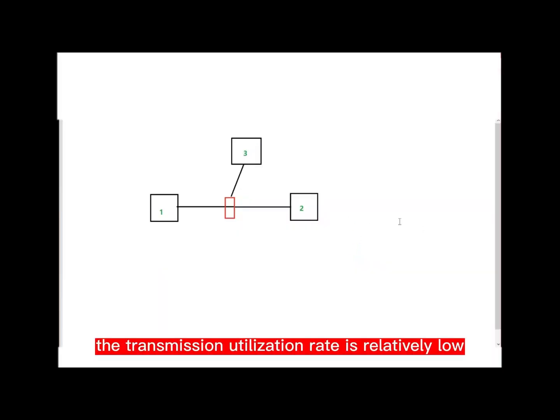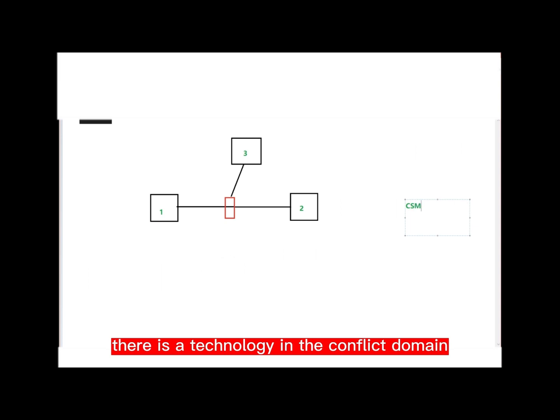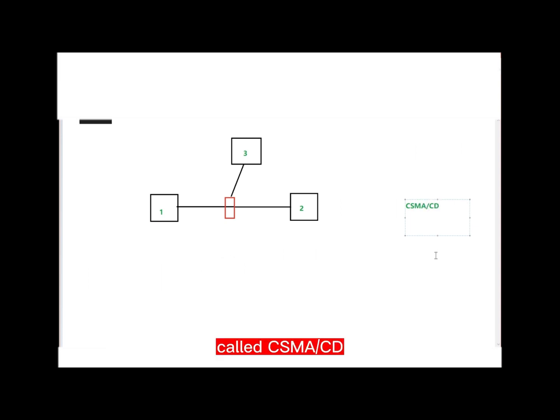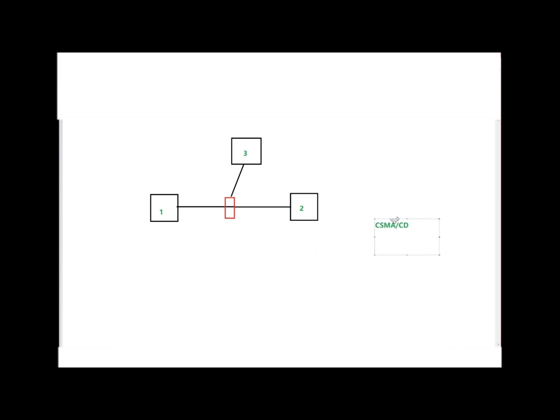The transmission utilization rate is relatively low. Of course, we also said before that there is a technology in the collision domain called CSMA/CD. It can solve problems in collision domains, but it's too inefficient.